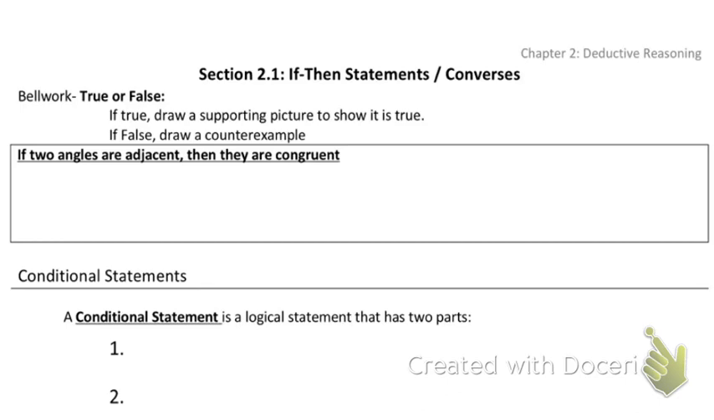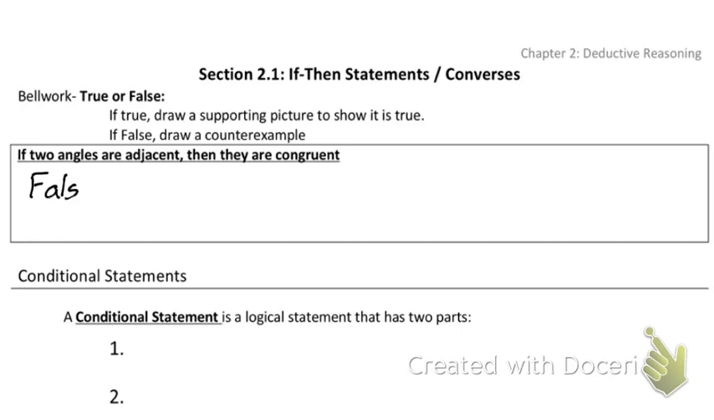Can someone else tell me what congruent means? What does it mean to be congruent? If I have two equal angles, or congruent angles, what does that mean? Same shape and size. We're looking for the exact same measure. You brought up the measure, right? So this is going to be a false statement because it's not true 100% of the time.